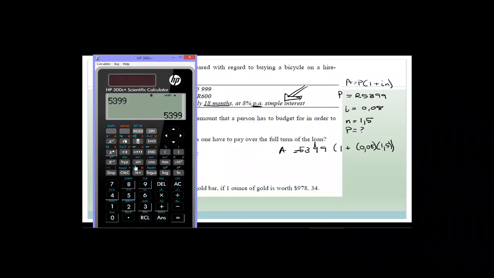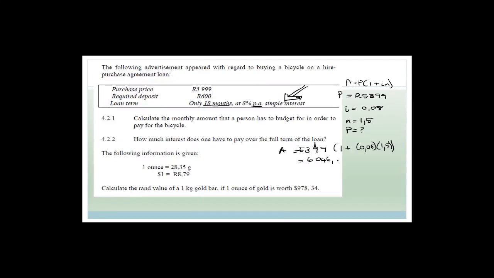That did not work. Let's try again. So we've got 1 plus bracket 0.08 multiplied by 1.5 close bracket equals. Good. And now we multiply that by 5,399 equals, there we go. So that's 6,046.88. So that is equal to 6,046.88. And that's what we're going to have to pay off over 18 months.